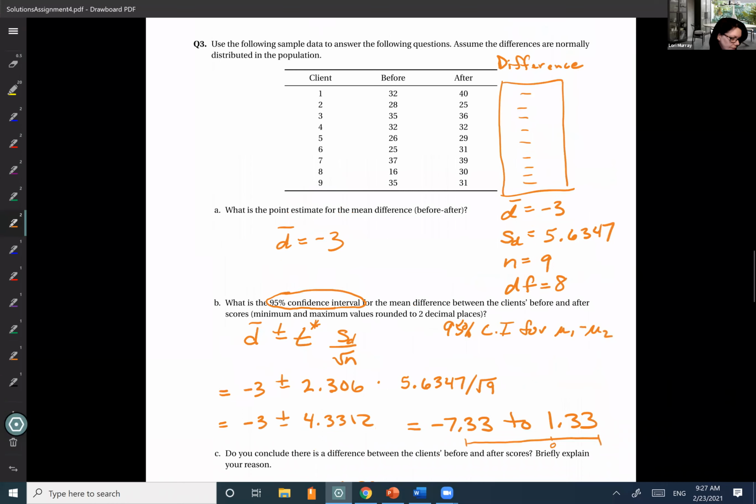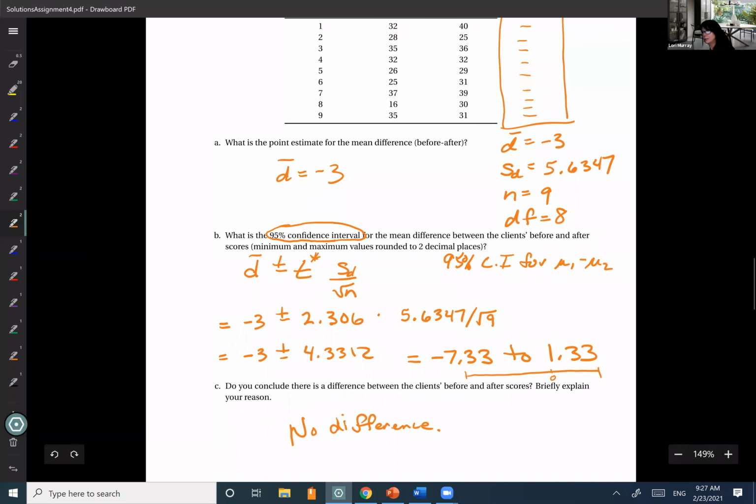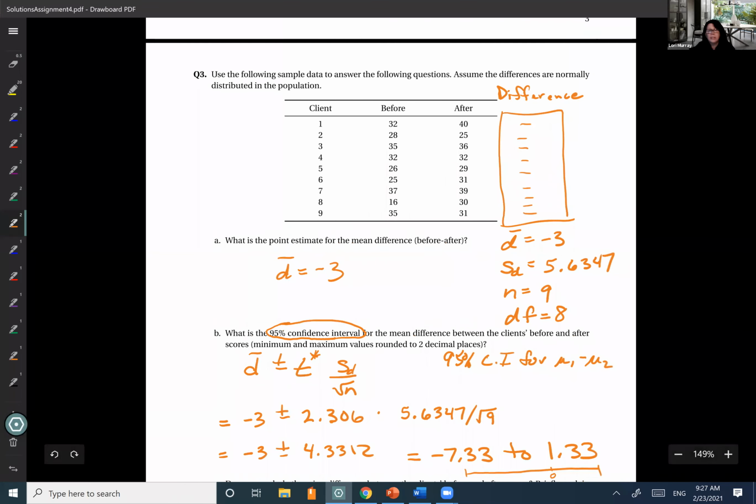So there's no difference. So if you were measuring, say, the clients before and after some sort of seminar, or they're giving a rating of the salespeople or a product, the before and after, is there a difference? You would conclude, based on this data for these 9 clients, that there is no difference. So that would be really important to a company, right? To see whether there is a difference in whatever is being measured.